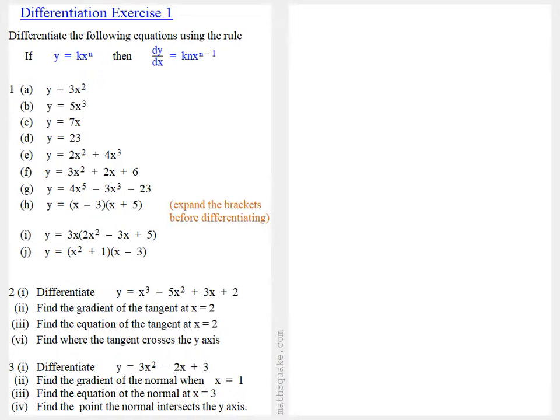Differentiation Exercise 1. This is an exercise on the power rule for differentiation. Given that y equals kx to the n, then the differential of y, dy by dx, is equal to kn x to the power n minus 1. If you pause the video at this point, you can have a go at the questions, and then when you're done, you can restart the video and I'll go through the answers.